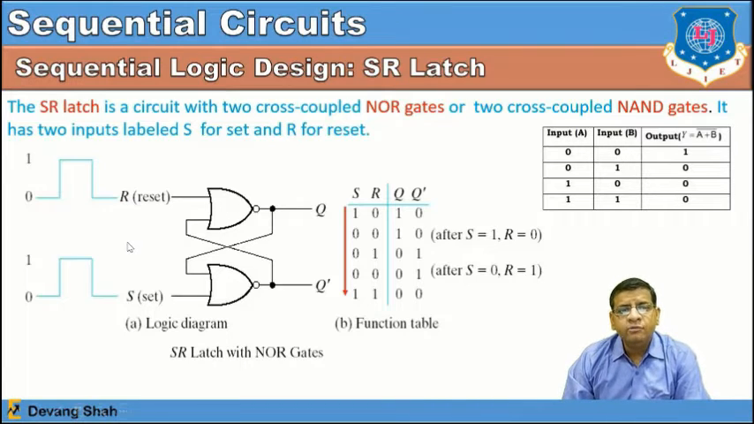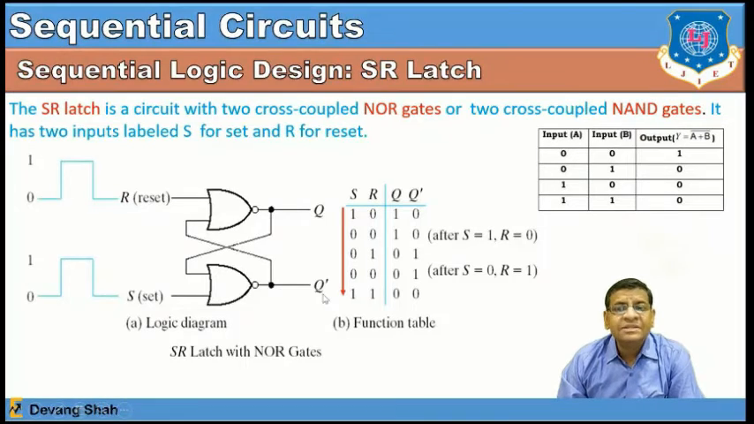So from that, if you apply R is equal to 1 and you take S is equal to 0, if you take R is equal to 1, and let's say your previous Q bar is 1, so you have a reset R that is 1, the previous Q bar is 1.